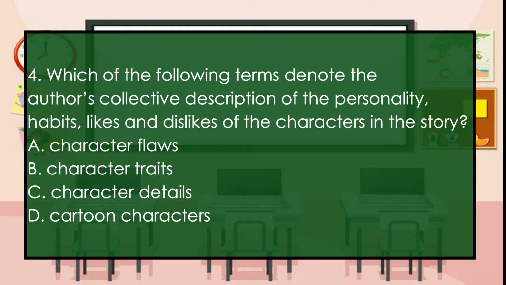Number 4. Which of the following terms denote the author's collective description of the personality, habits, likes and dislikes of the characters in the story? Is it A. Character flaws, B. Character traits, C. Character details, or D. Cartoon characters?